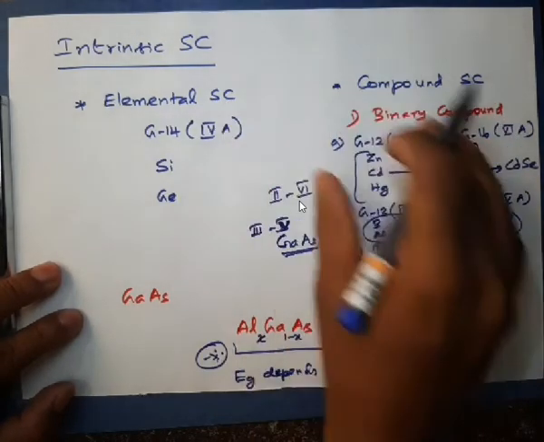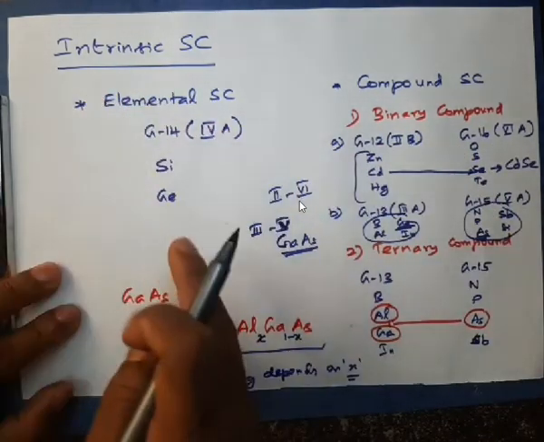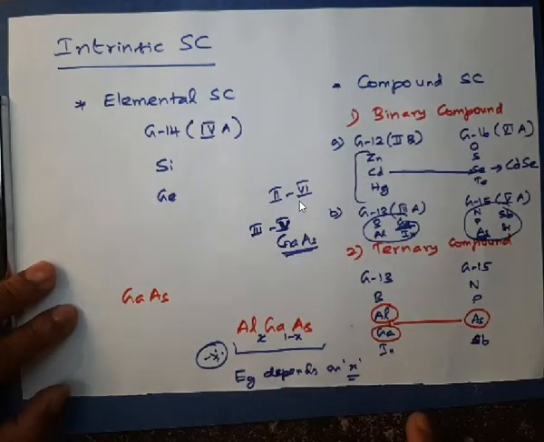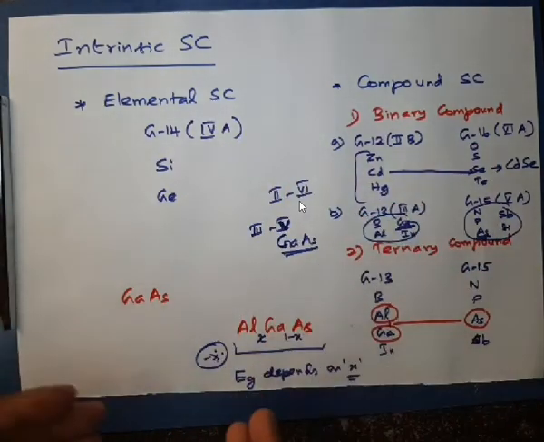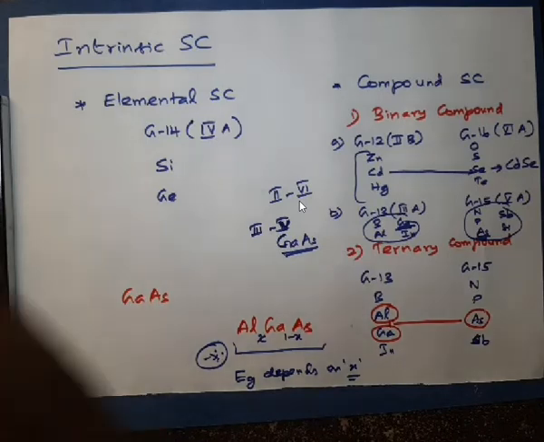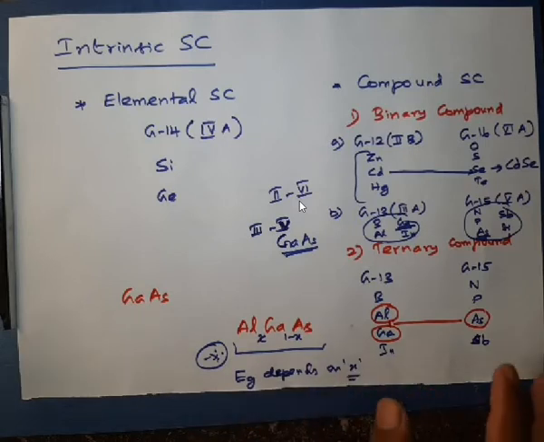Whereas in the other materials, in binary compounds and in elemental semiconductors, the band gap is a fixed value. You cannot alter the band gap. Whereas in AlGaAs, as you vary the value of X, the band gap changes. This is an added advantage that you can make use of for some application purposes. We are going to discuss this as we go along.